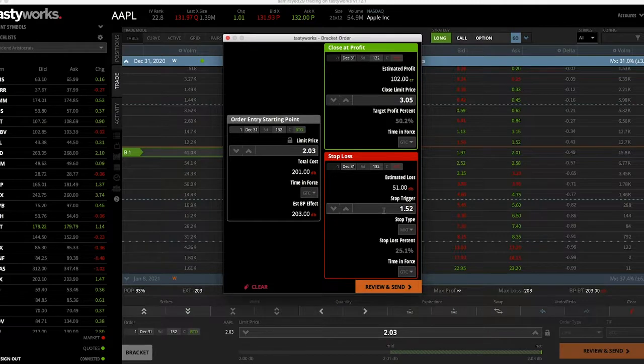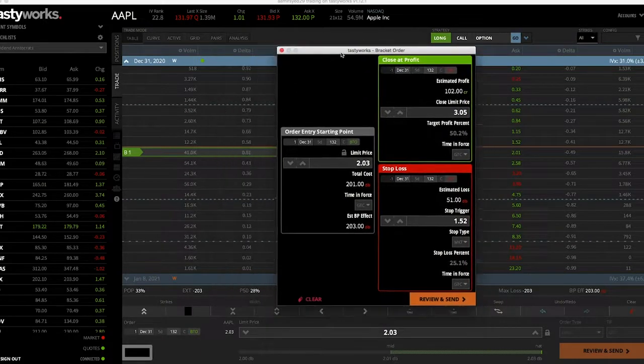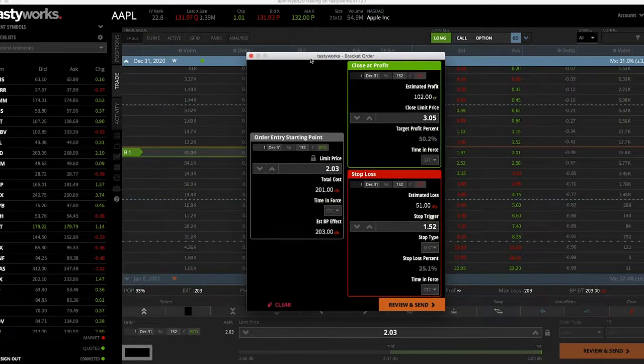Now, this is very self-explanatory for a lot of you traders, but I'm going to explain it in some detail so everybody can understand. So as soon as you click bracket, you're presented with this screen. Now, this is the screen you want to be using every time you place a trade. You don't want to be using the simpler version. You want to be looking at this, because as you can see here, you've got your order entry starting point, you've got close at profit, and you've got your stop loss. Now, this is the ideal way you can become a successful trader, just purely from using this screen.